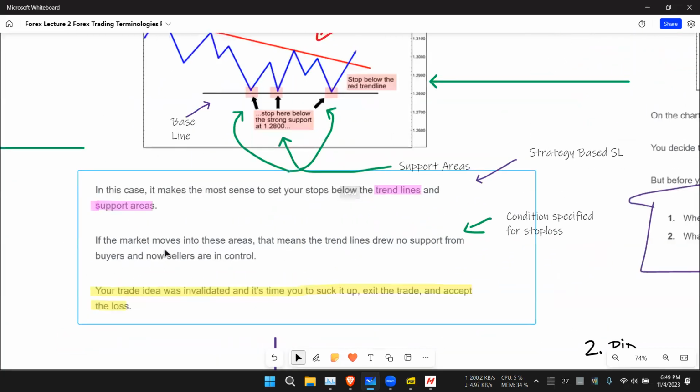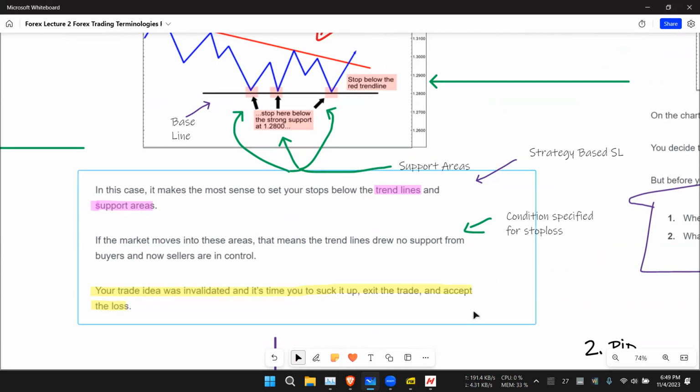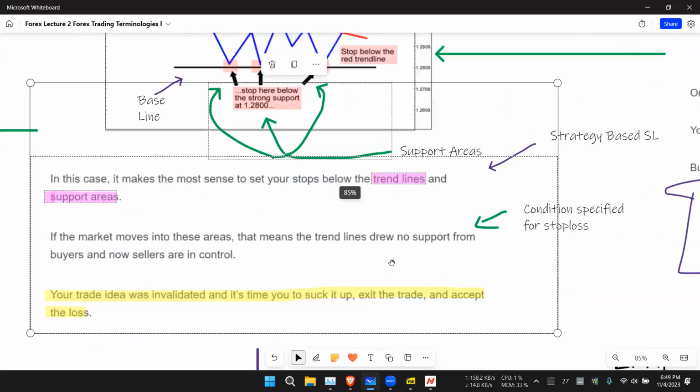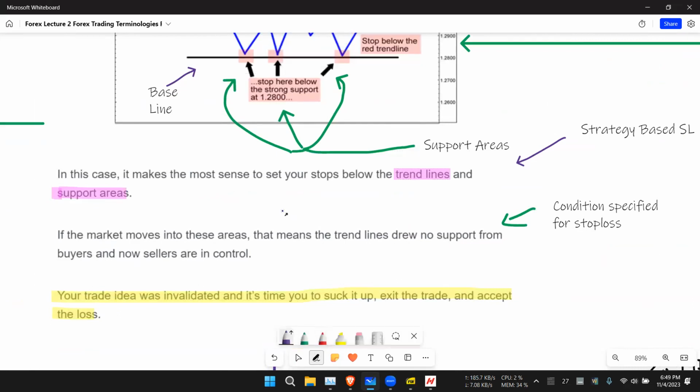In the market above, if the market moves into these areas, that means the trend line drew no support from buyers and now sellers are in control. Your trade idea is invalidated and it's time you suck it up, exit the trade and accept the loss. So basically, if you look closely, these are the conditions specified for the stop loss. This is very important. Whenever you want to define a stop loss, you need to have the condition in mind.